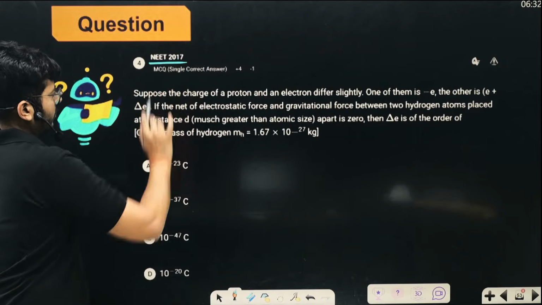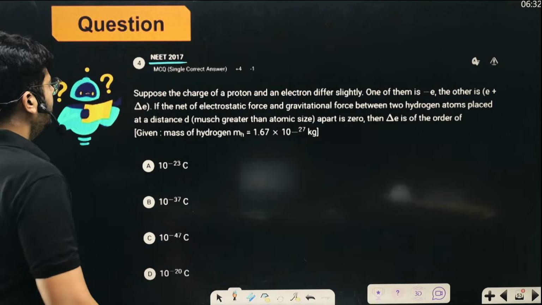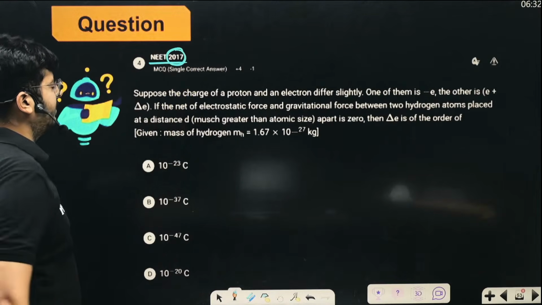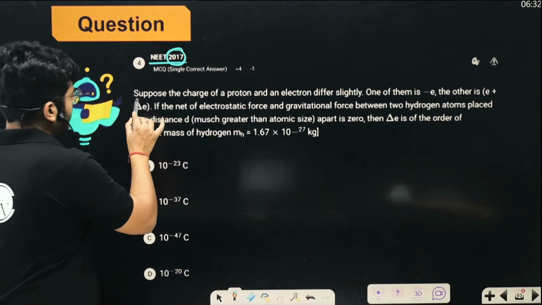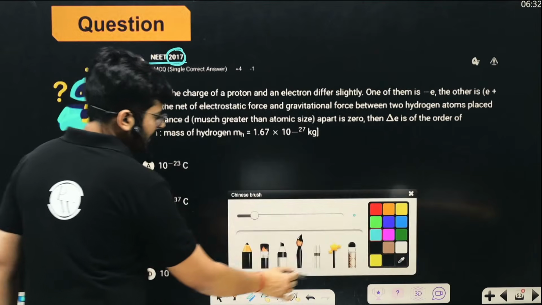So let's focus on the next numerical. This is a NEET 2017 question. This question was asked in NEET 2017. Have a look at this question.